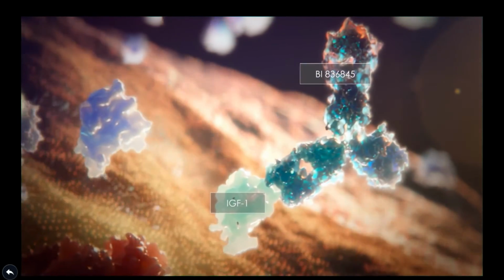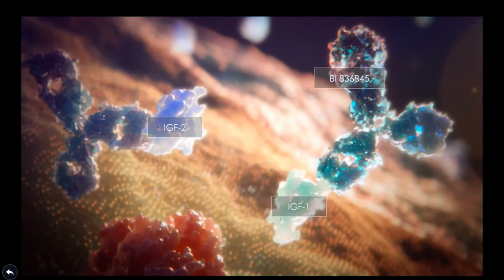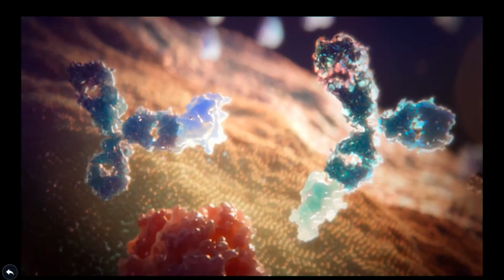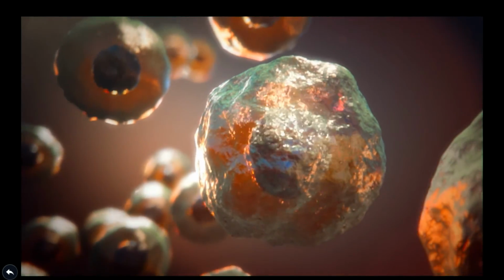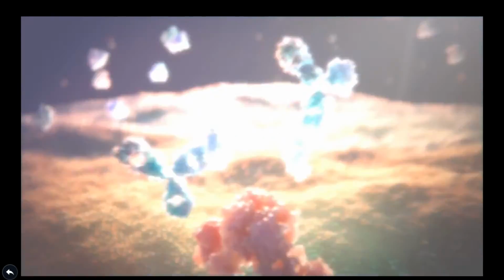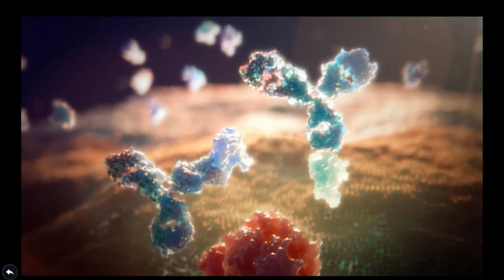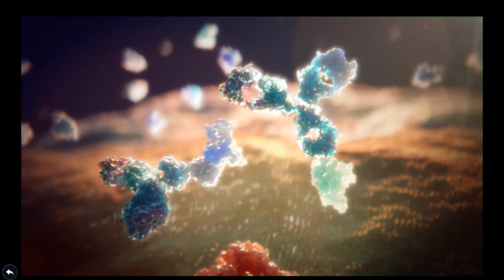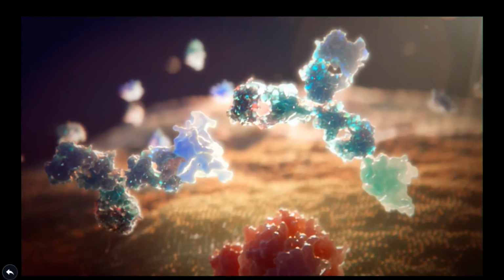BI836845, a monoclonal antibody which is designed to bind and to neutralize the function of both IGF-1 and 2 ligands. In preclinical models, this antibody has shown the potential to inhibit the proliferation of cells derived from various cancers. In mouse models of cancer, BI836845 has also shown the potential to inhibit tumor growth. This highlights the potential of inhibiting both IGF-1 and 2 for the treatment of cancer.